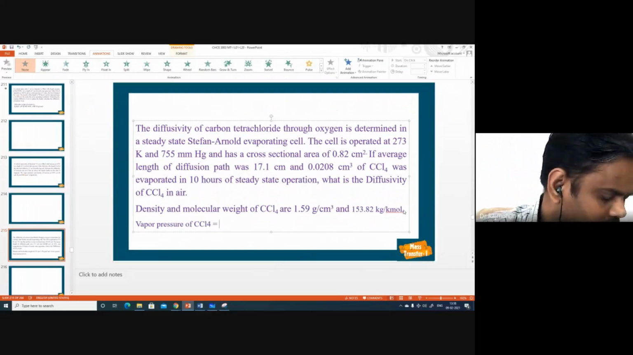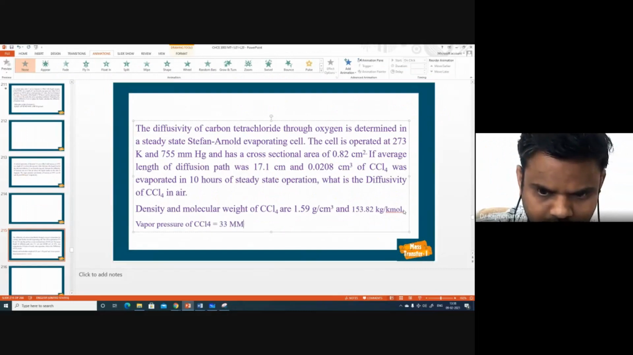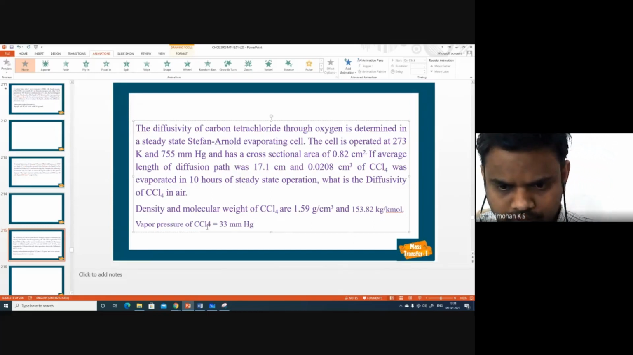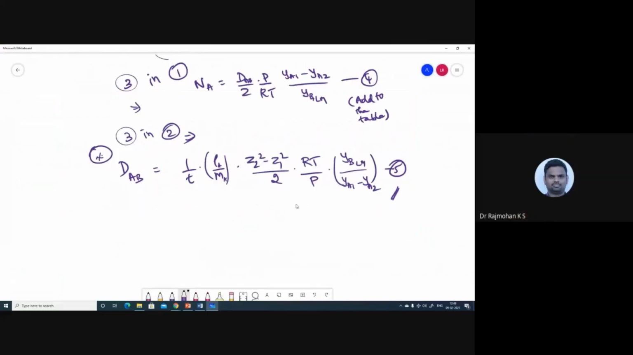Is 33 mm mercury. So are you getting the same expression? Yes, sir. This term is coming because in one source I saw they have not written this term. I think they are wrong.